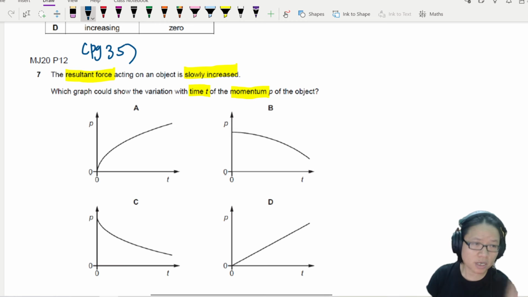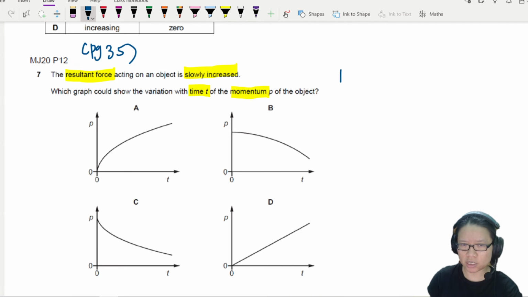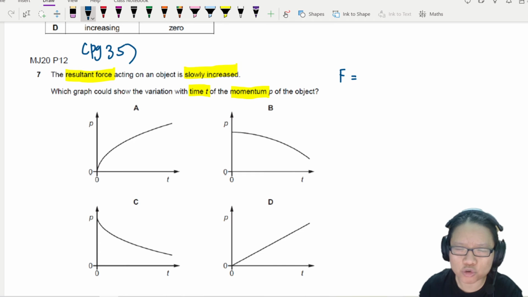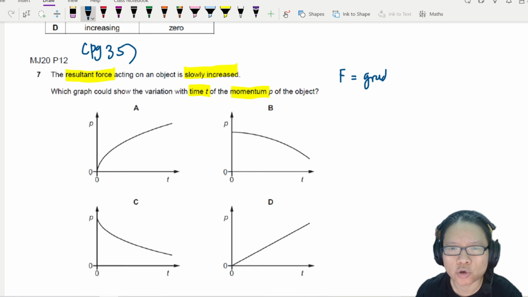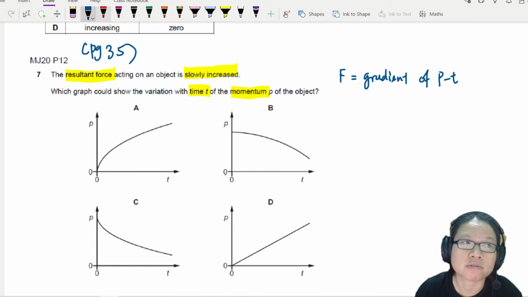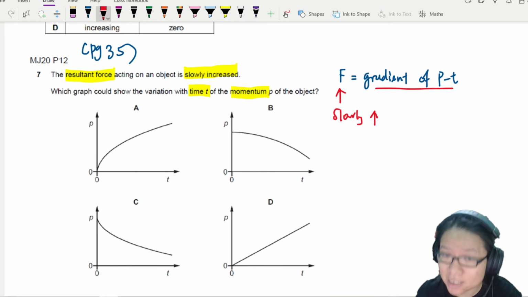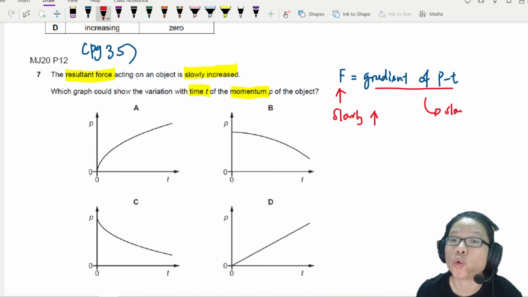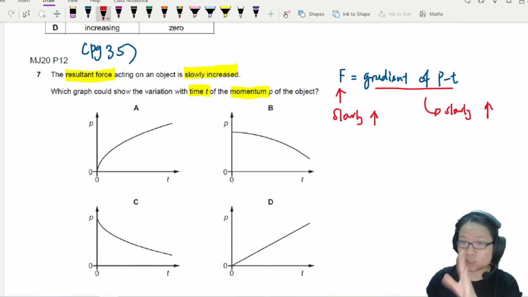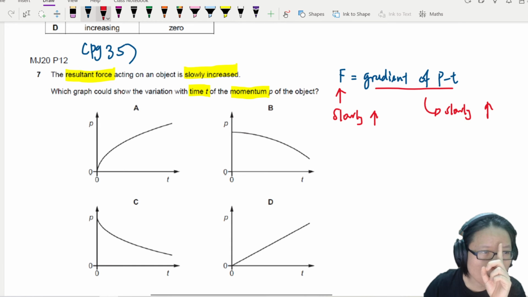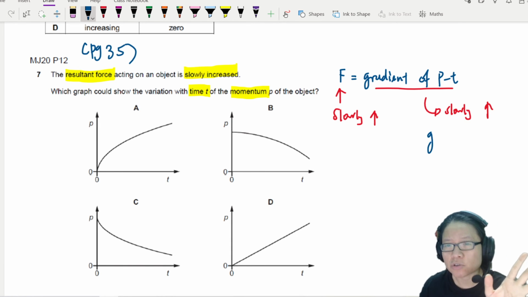All right, first things first. Force and its relation with this. Well, if you always get confused, I'll just write: force is the gradient of the momentum-time graph. So if the force is slowly increasing, it means the gradient must be slowly increasing. Slowly increasing, in normal people terms, just means the graph is getting steeper.